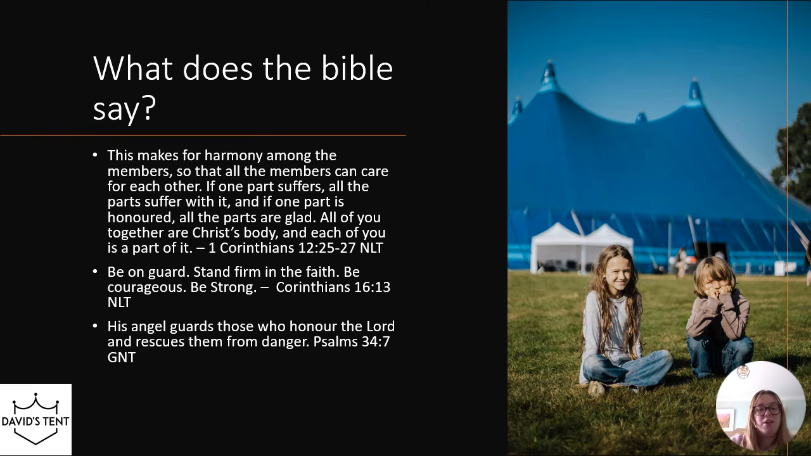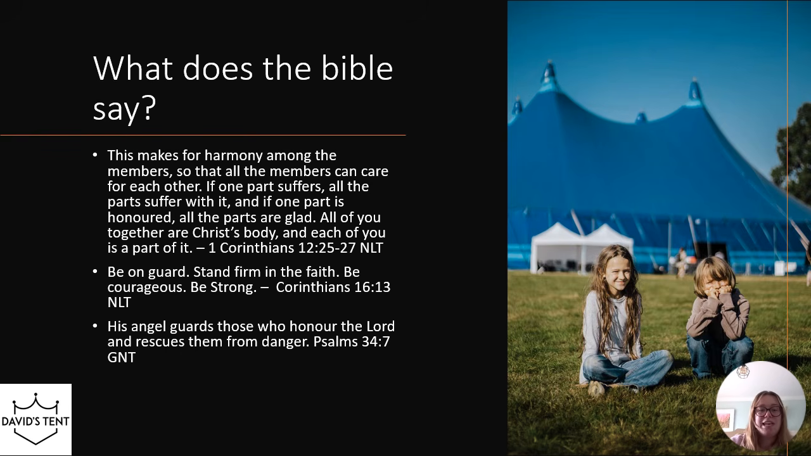The other one, be on guard, stand firm in the faith and be courageous and be strong. It's not always easy dealing with safeguarding, so it's important that we're aware of where it might happen, to actually go in armoured with our faith, and to be courageous in calling out things that may not be the right thing, and that's really important.